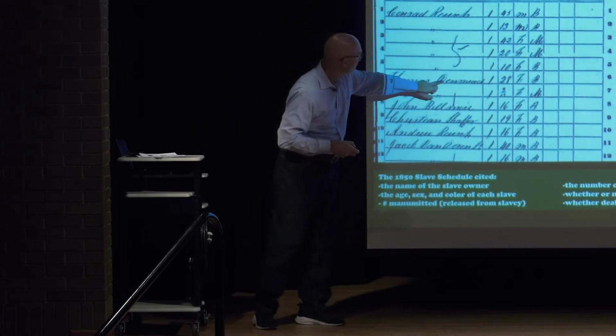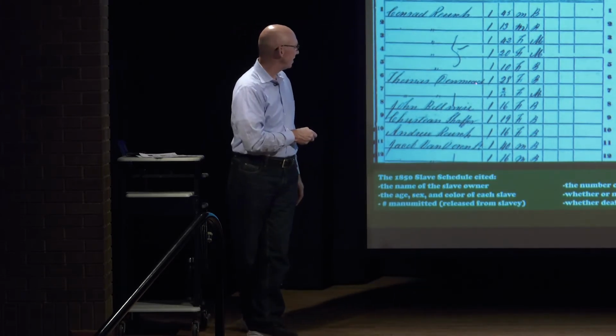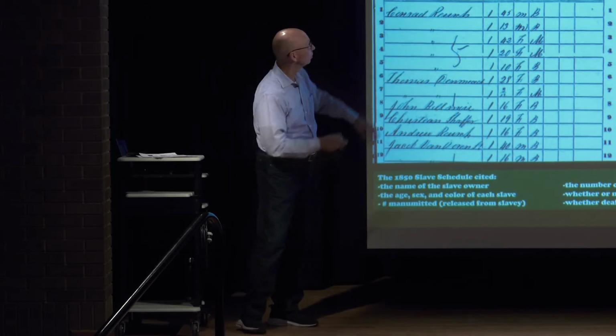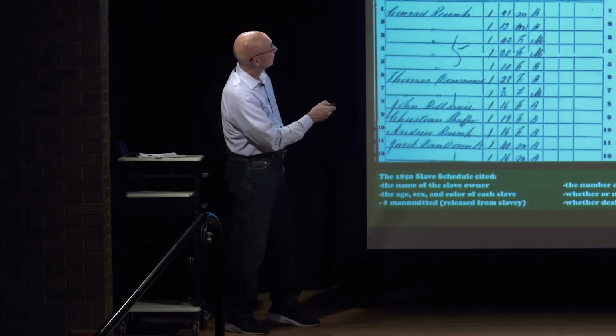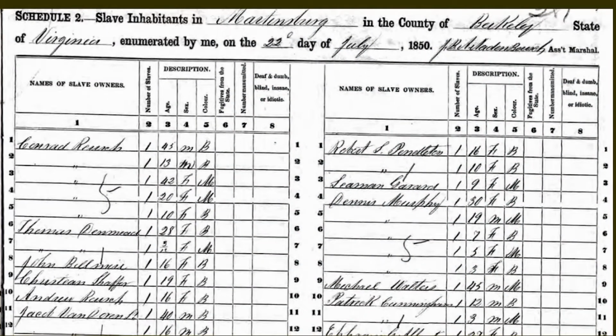Thomas, I'm going to say D-E-N-M-E-A-D, Denmead, who is the slaveholder in Berkeley County, Virginia. He has a female slave, a 28-year-old female slave. And look at the information right below it.